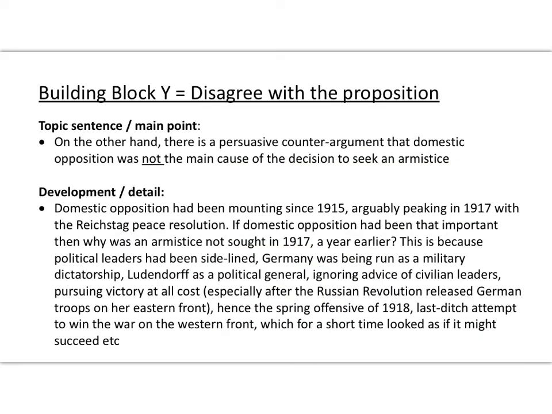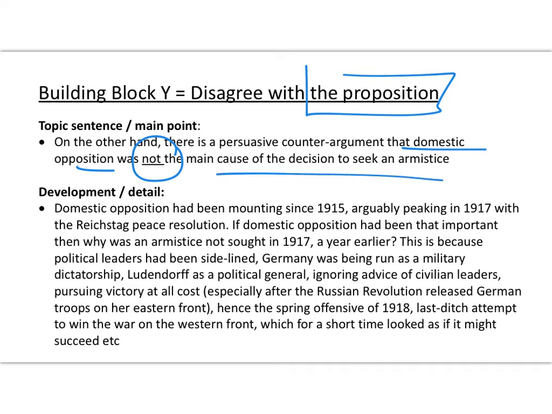But you then move on to the next part of the answer. Now, the next part of the answer, you're sticking to the proposition. So you're still talking about domestic opposition, but you're turning it around and saying, you could argue, though, that it was not the main cause of the decision to seek an armistice. Okay? So you're not talking about other causes, you're still talking about domestic opposition.